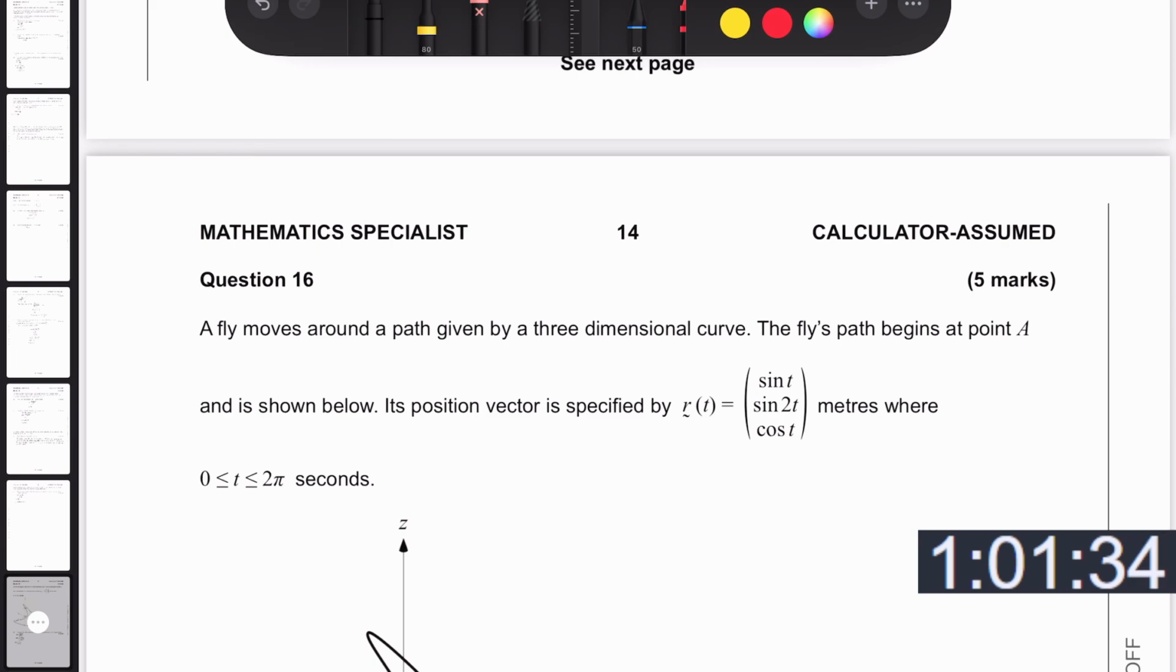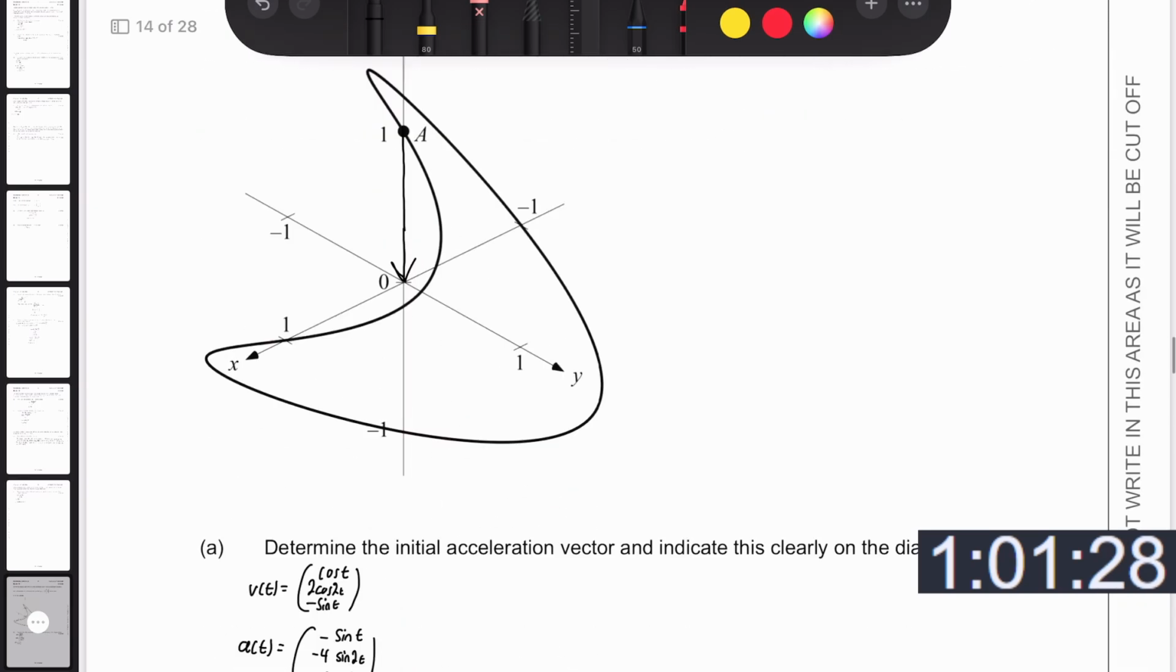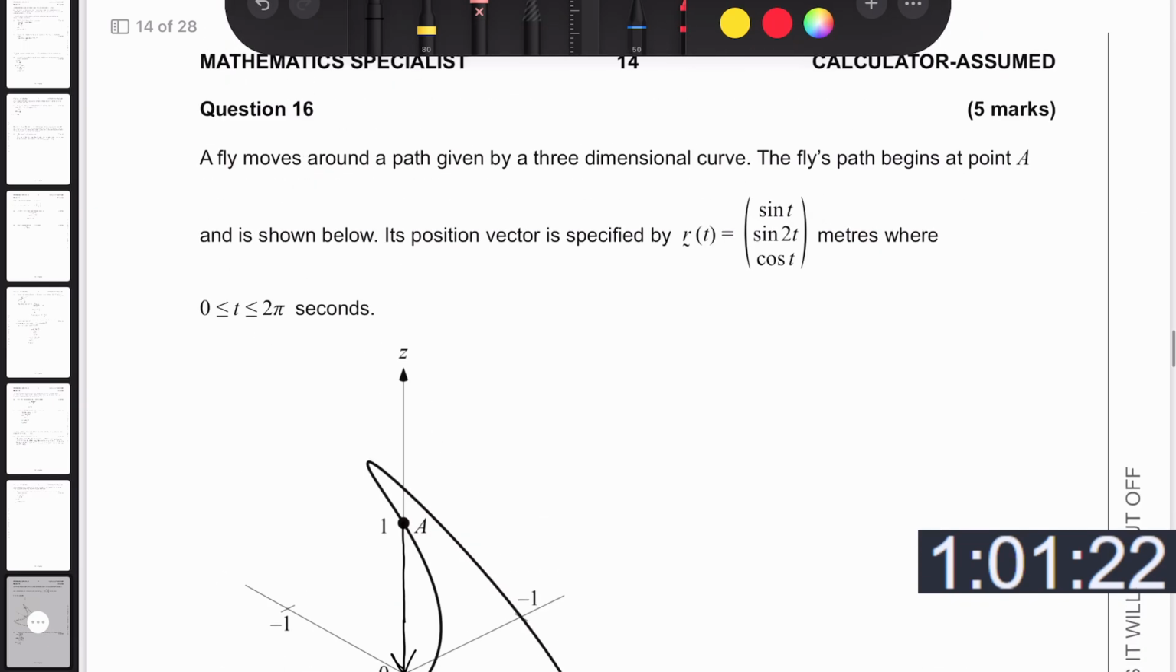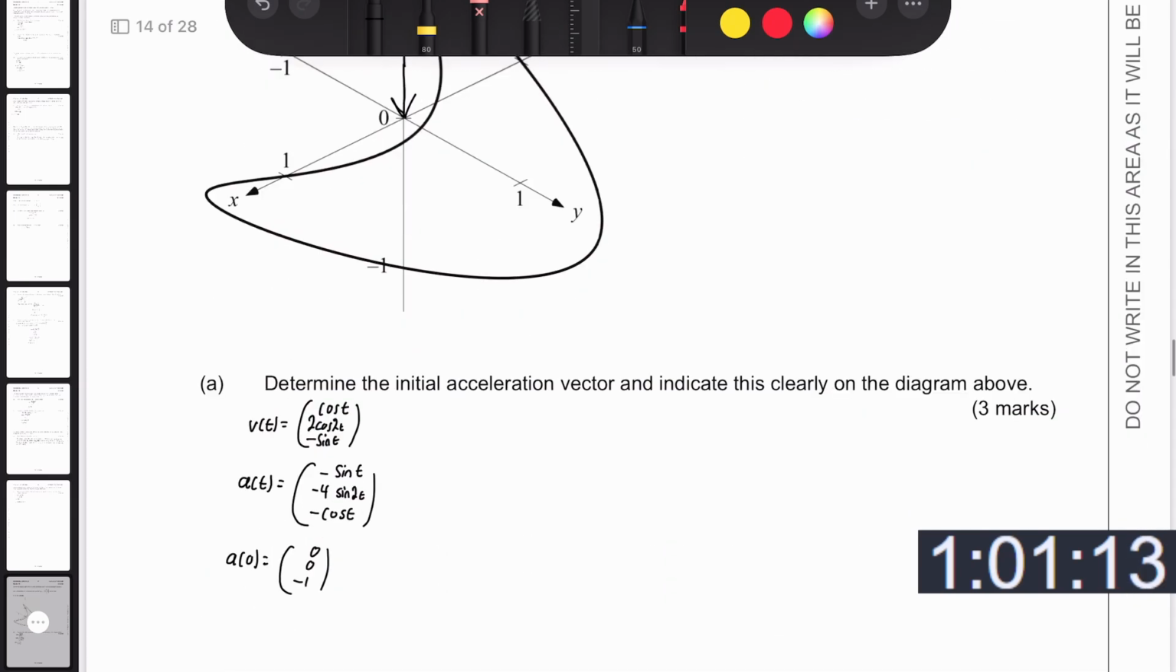Differentiate sine of x. Oops, standard radians. Negative sine of x. Sine of 2x would be negative 4. Differentiate cosine of x would be negative cosine of x.